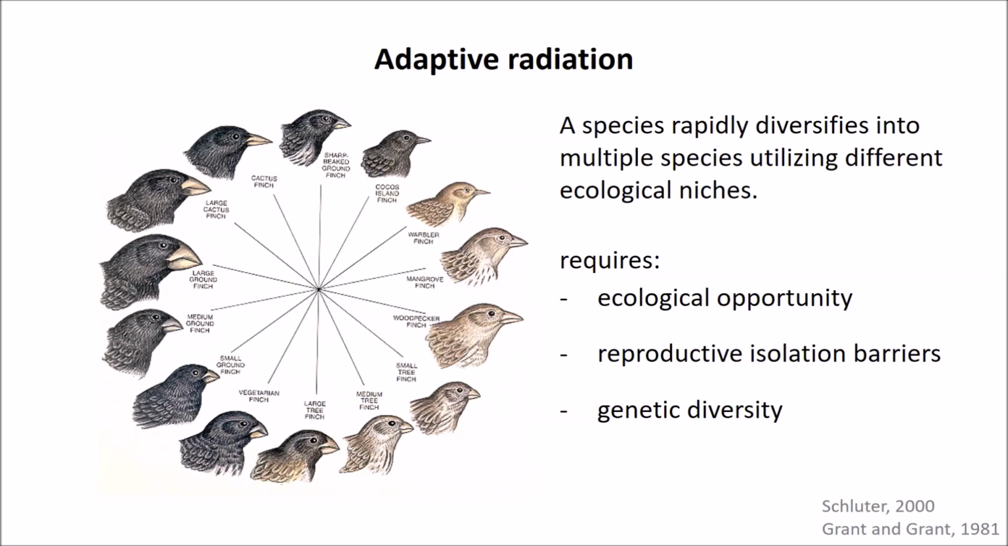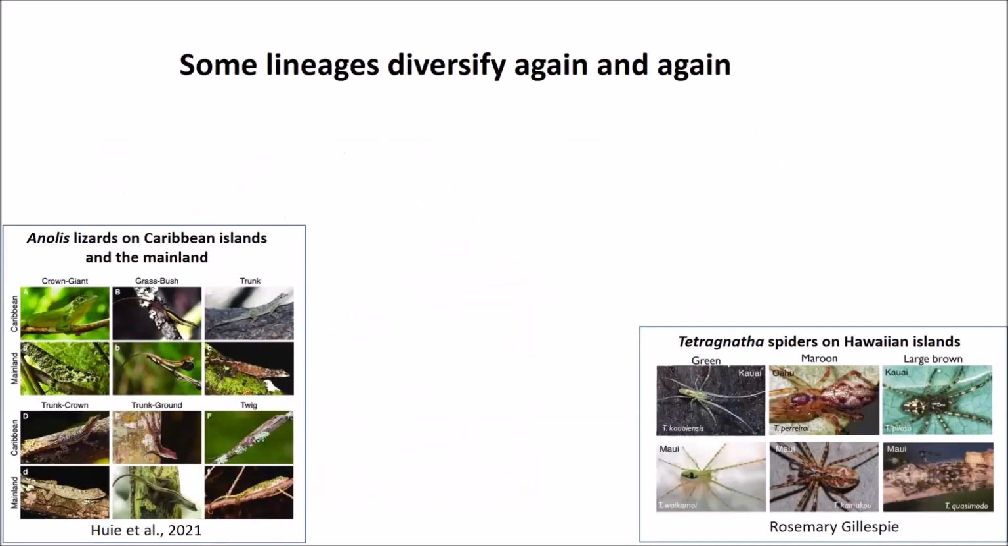One of the things I'm particularly excited about is that some lineages seem to be particularly prone to adaptive radiation and diversify over and over again. For instance, the Anolis lizards have diversified into different ecomorphs, like the crown giant, the grass bush and the trunk ecomorphs, on multiple islands in the Caribbean, or the Tetragnatha spiders on the Hawaiian Islands. On each island there are multiple different ecomorphs, species adapted to different ecological niches, and it's the same set of ecological niches on the different islands. These species have diversified into similar sets of ecomorphs on each of these islands.